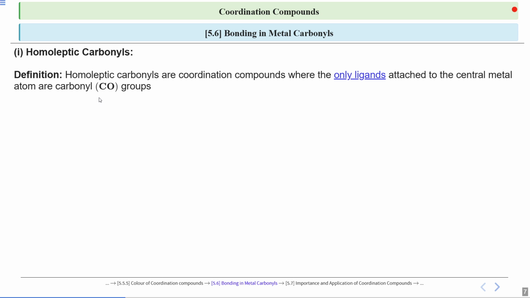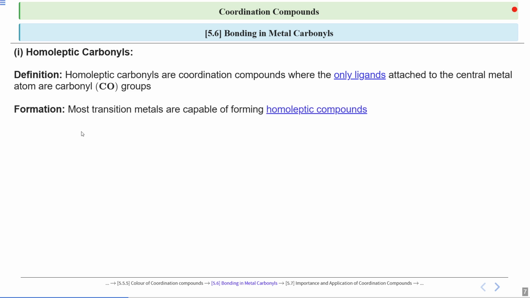So the definition of this particular topic is that homoleptic carbonyls are the coordination compounds where the only ligands attached to the central metal atom are carbonyl groups. That's why we use the word homo here. In a coordination compound, there will be the central metal atom, and the ligands attaching with this central metal atom are only and only carbonyl groups, that is CO groups as ligands. So that's why we are calling them homoleptic carbonyls.